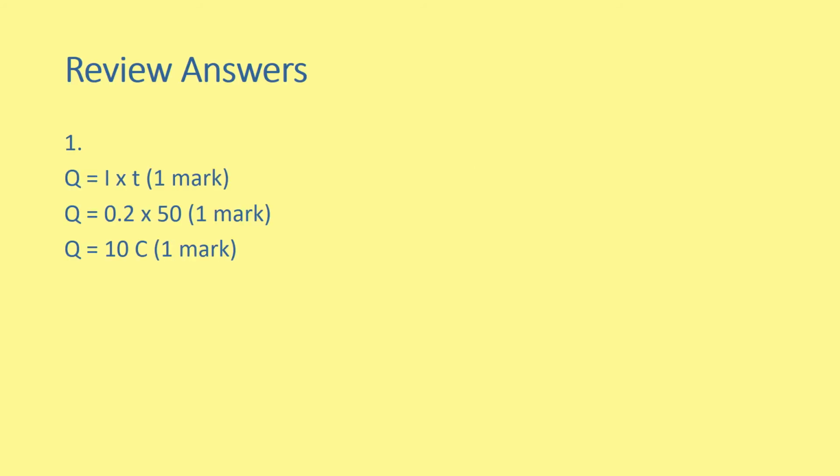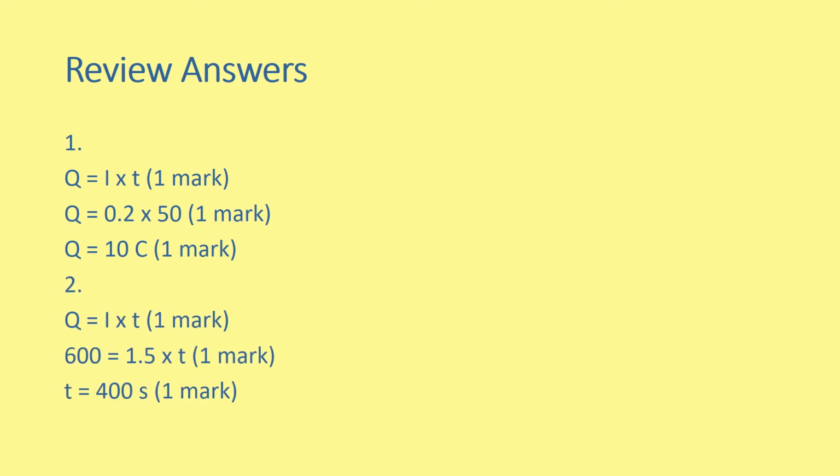Here are the answers to the review questions. Question 1, Q is equal to IT, gives you 1 mark. Q is equal to 0.2 multiplied by 50, giving you your 2nd mark. Q, charge, is equal to 10 coulombs, giving you your 3rd mark.